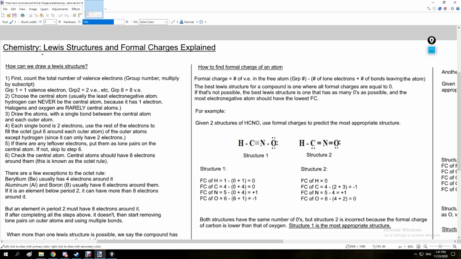Hi guys, in this video I'm going to be going over Lewis structures, as well as explaining formal charges and how to find the most appropriate Lewis structure. So first we need to know how to draw a Lewis structure.